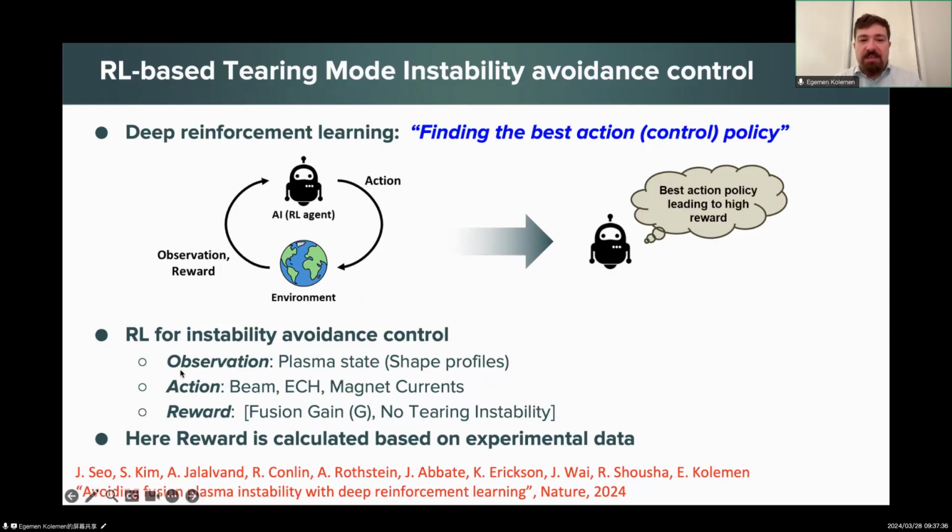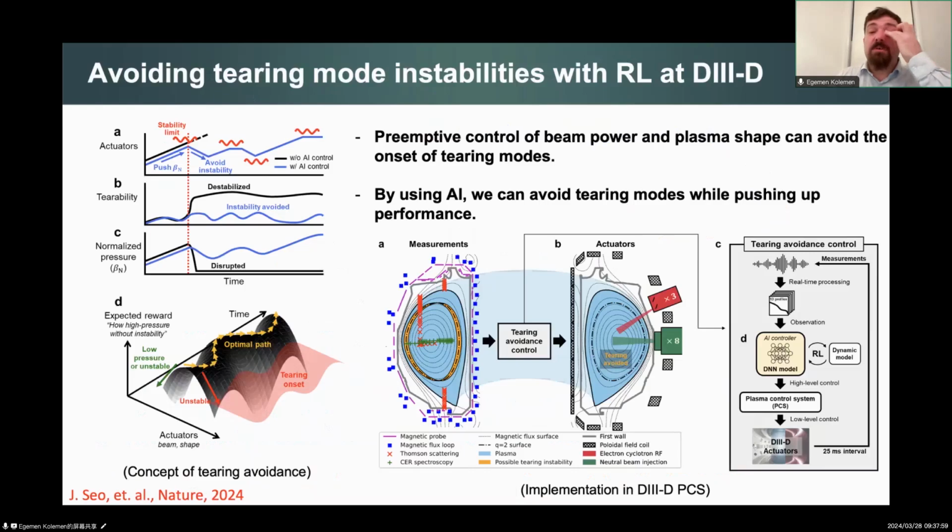So in our case, we have plasma observations, plasma state, right? And then we have actions that we take, which I'll talk about: neutral beams, electron cyclotron heating, magnetic currents, etc. And then our reward is going to be the fusion gain. Or we don't want instabilities, no tearing instability. And so this is what we put on D3D.